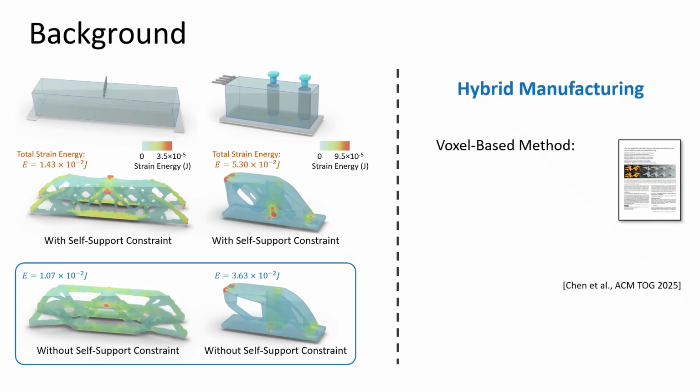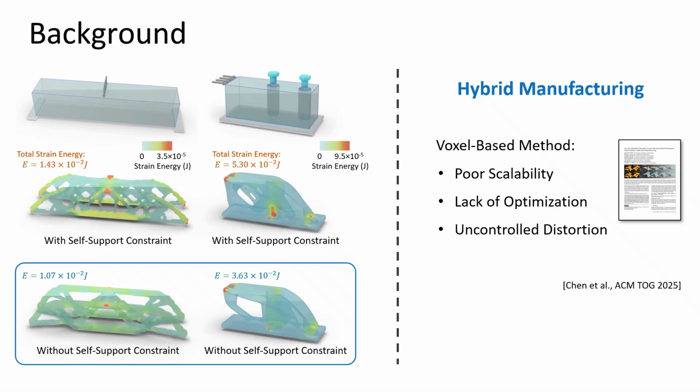Existing voxel-based methods have limitations in 4 aspects: poor scalability according to voxel's resolution, lack of optimization for the determined process, uncontrolled distortion on intermediate structures, and discontinuous toolpath with frequent jumps. All these challenges can be overcome by our field optimization-based framework.